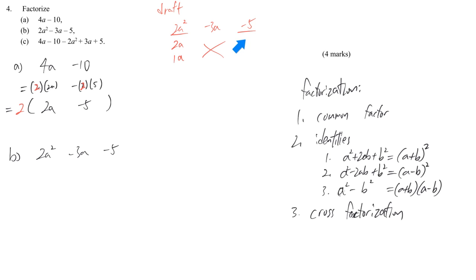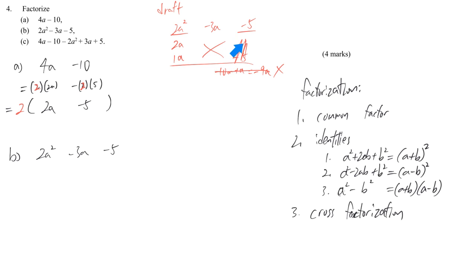Maybe I consider 1 and 5. But we have to focus on the sign also to get negative value. So maybe either one of them is negative. Maybe I try negative 5 and 1. Therefore, if I follow this, 2a times negative 5, we have negative 10a. a times 1, we have positive 1a. So it gives you negative 9a, which is not the same. So this is not the correct combination. We just forget it and then we try another combination.